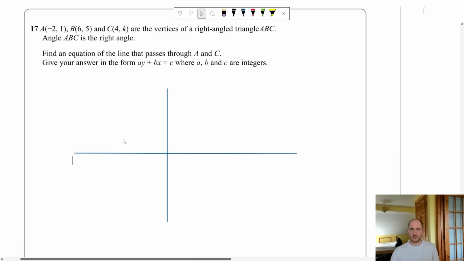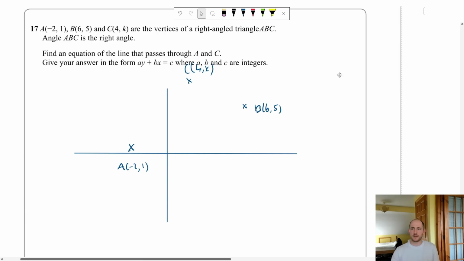And A is on the left side of the y-axis. So A is minus 2, 1. B is kind of along here, 6, 5. And C is between A and B, and I'm just going to put it up here. So how do I know it's up here? Well, to be honest, it's either going to be up here or it's going to be down here somewhere, right? That's the only 2 places it could be. I'm going to move it over slightly.